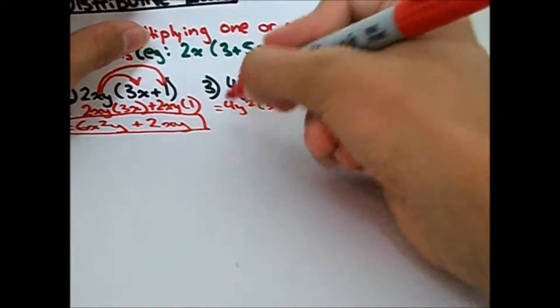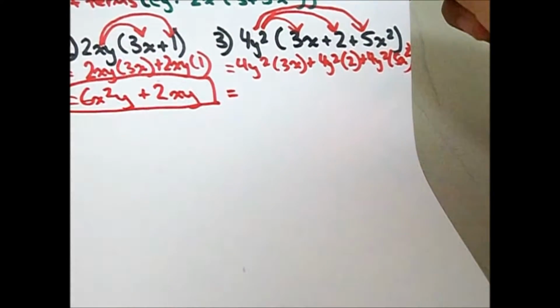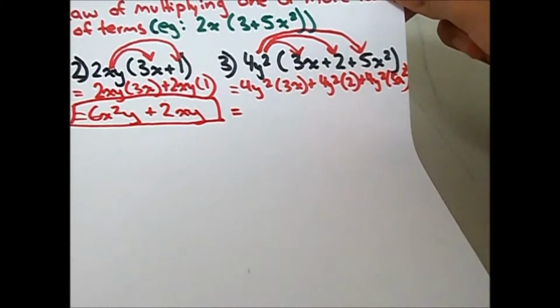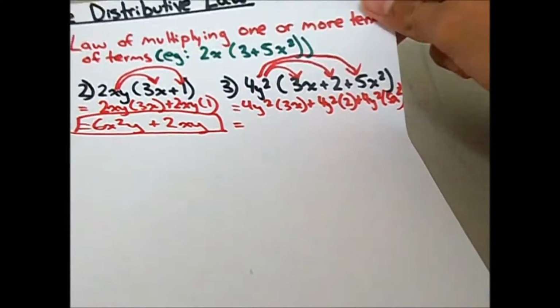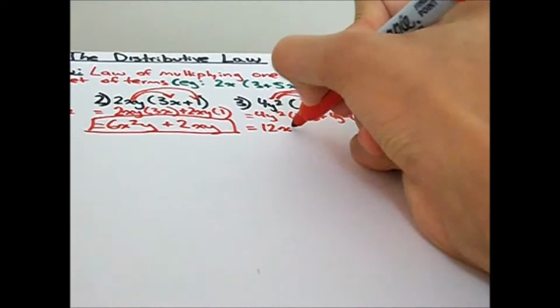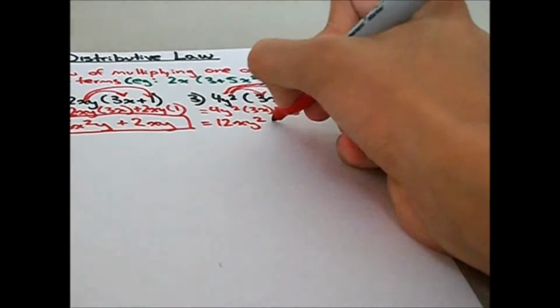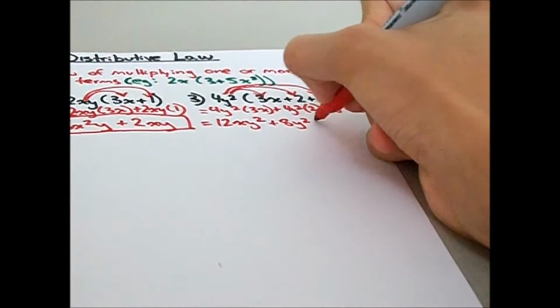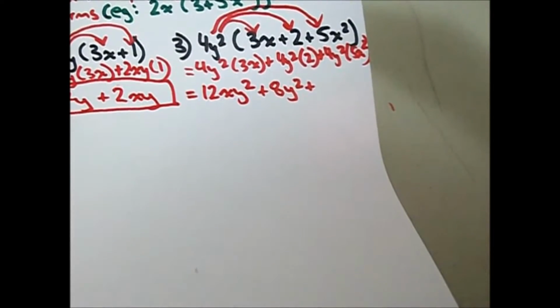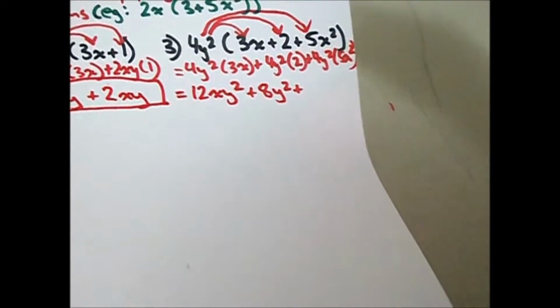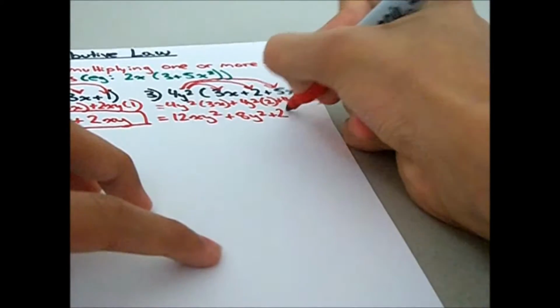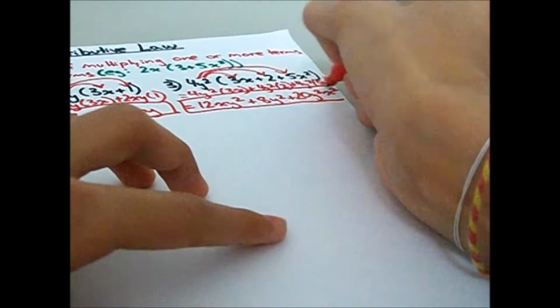Okay, now for the multiplication. 4y squared multiplied by 3x will give us 12xy squared, and 4y squared multiplied by 2, so just double the value, equals 8y squared, and 4y squared multiplied by 5x squared. 4 times 5 is 20, and y squared and x squared go together. So 20 y squared x squared. There we go, we got our answer.